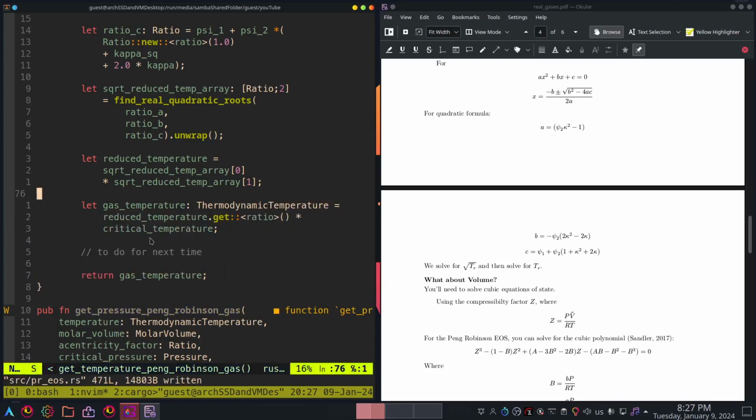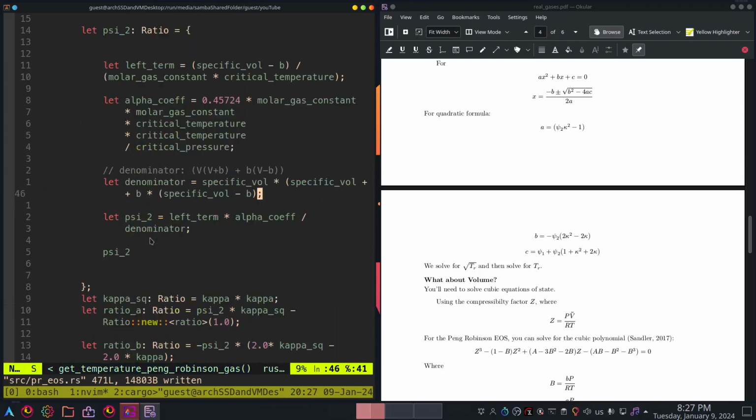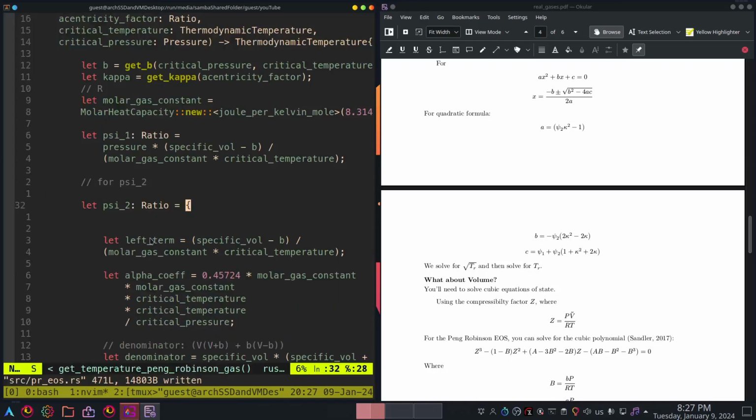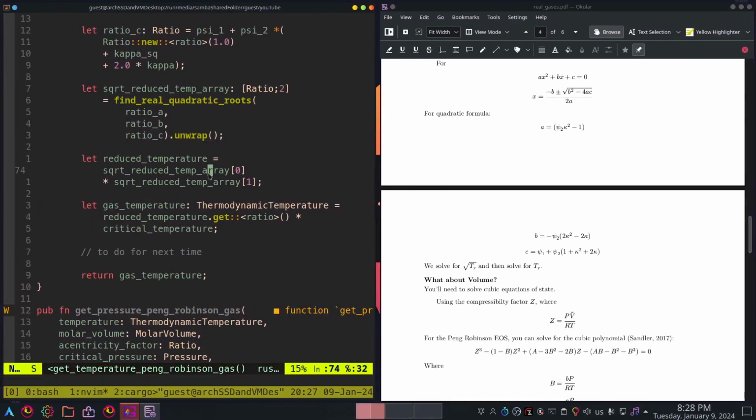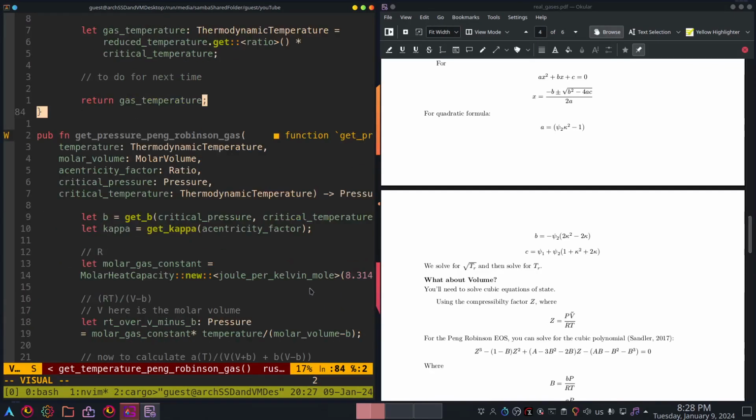Okay, it's going to get a thermodynamic temperature here. Okay, things should compile. And I have the gas temperature. Now, as a rule of thumb, having unwraps like this is usually very bad practice if you want to have robust code.